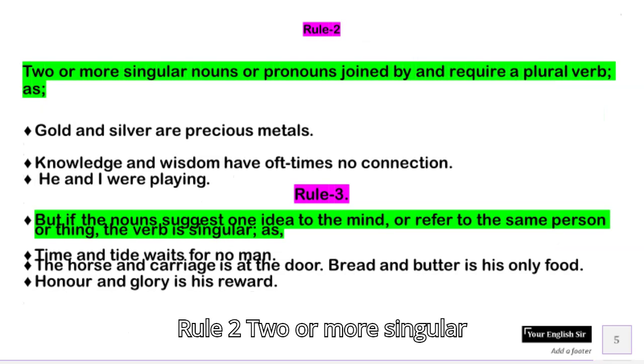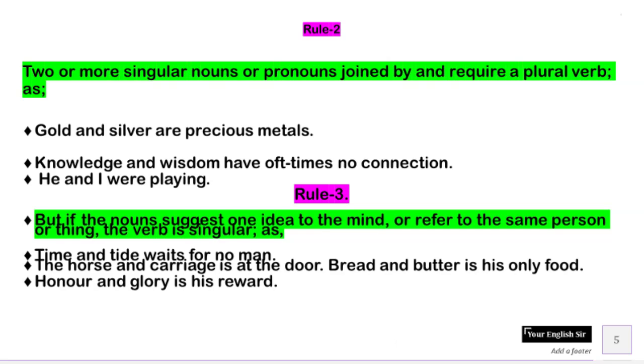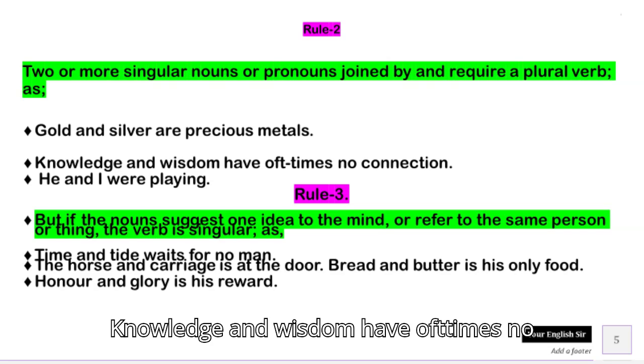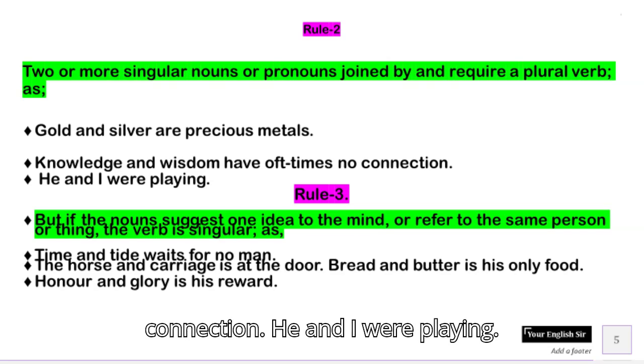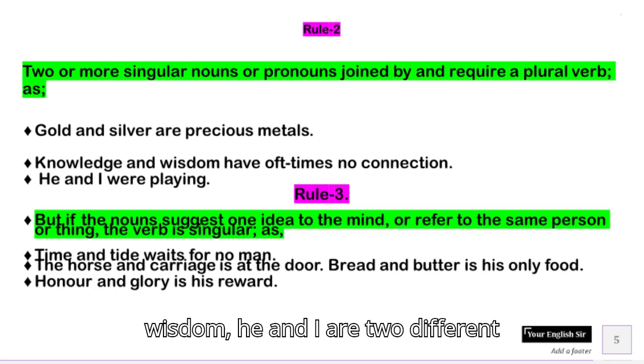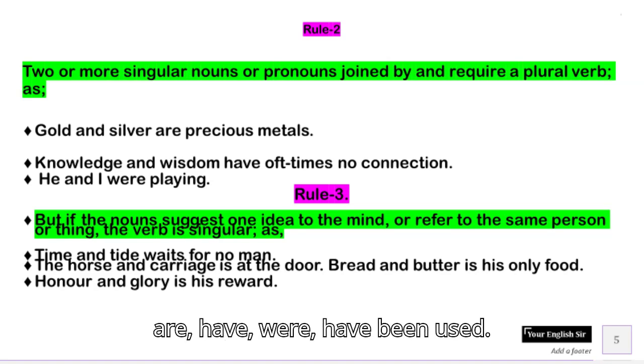Rule 2. Two or more singular nouns or pronouns joined by and require a plural verb. For examples: gold and silver are precious metals. Knowledge and wisdom have ofttimes no connection. He and I were playing. Here, gold and silver, knowledge and wisdom, he and I are two different nouns, so the plural verbs like are, have, were have been used.